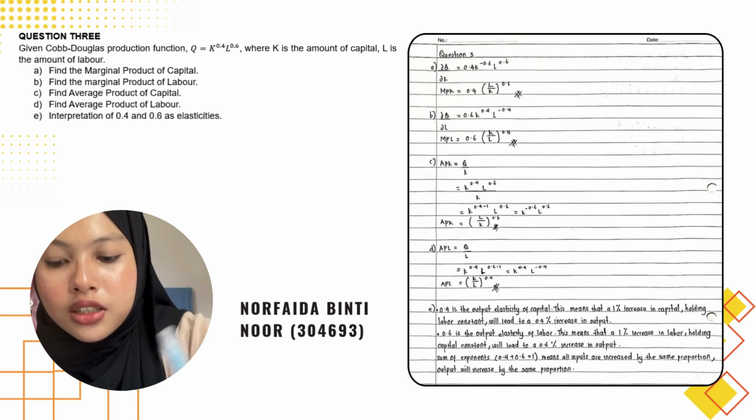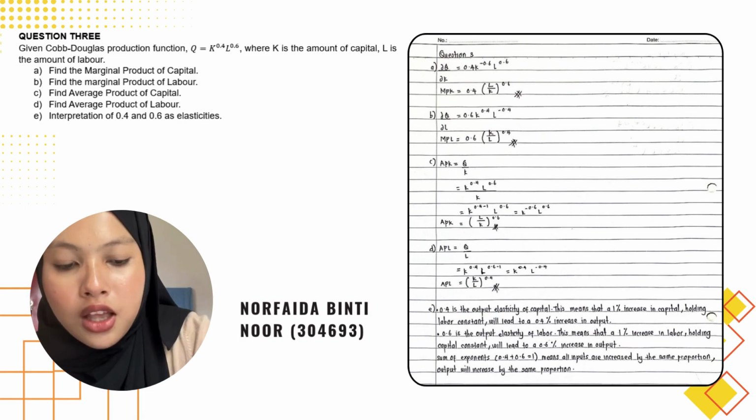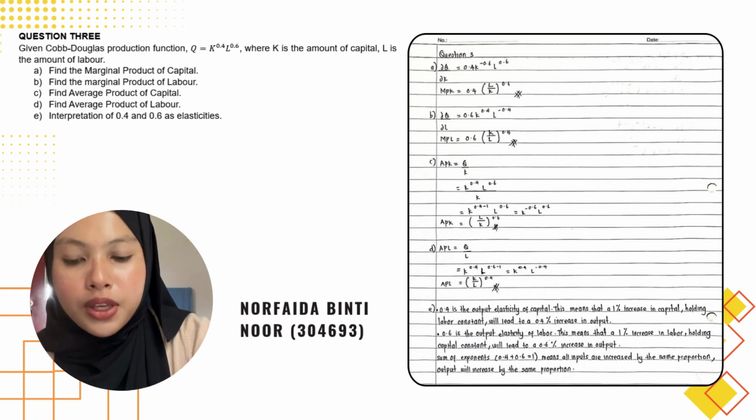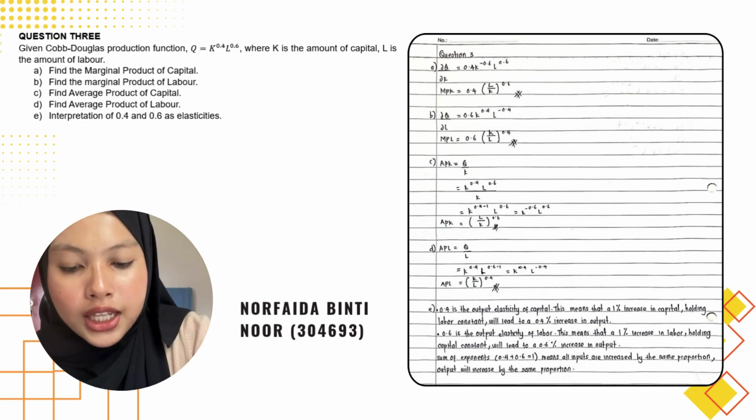For question D, we need to find the APL. To find the APL, we must know the formula. The formula is Q over L. So we will get the answer K to the power 0.4 L to the power negative 0.4. So we arrange our final answer becomes K over L to the power 0.4.